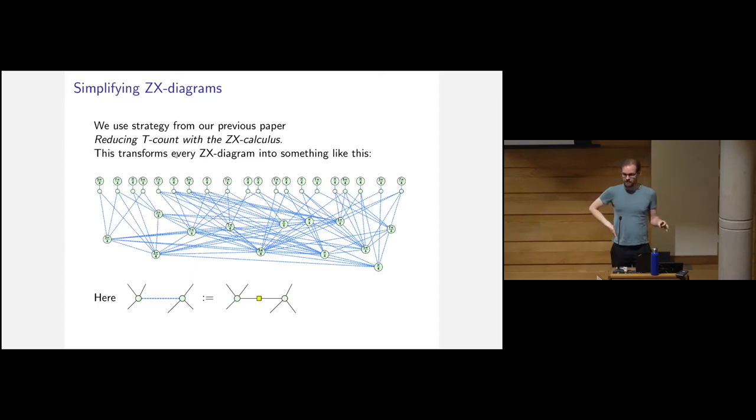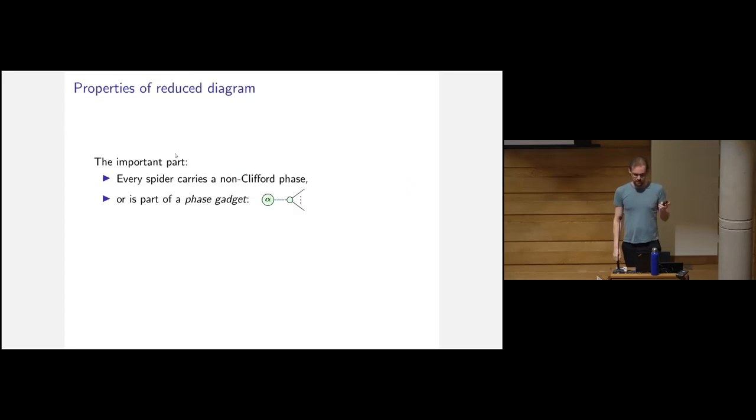The reason this looks so complicated is that this is an actual real-world circuit that we simplified. You see it has no inputs and outputs, because again, we are considering an amplitude. And you see there are two types of spiders here. There are the lower ones, and there are the top ones, which we call phase gadgets, and I'll explain a bit more about this later. But we get this type of diagram, and they are all connected via these blue edges, which are Hadamard edges, so there's a Hadamard in between those things.